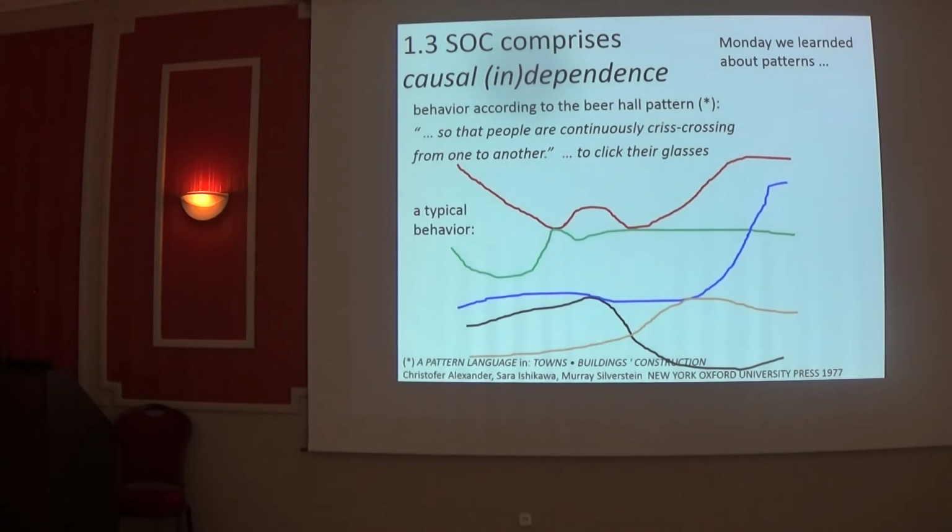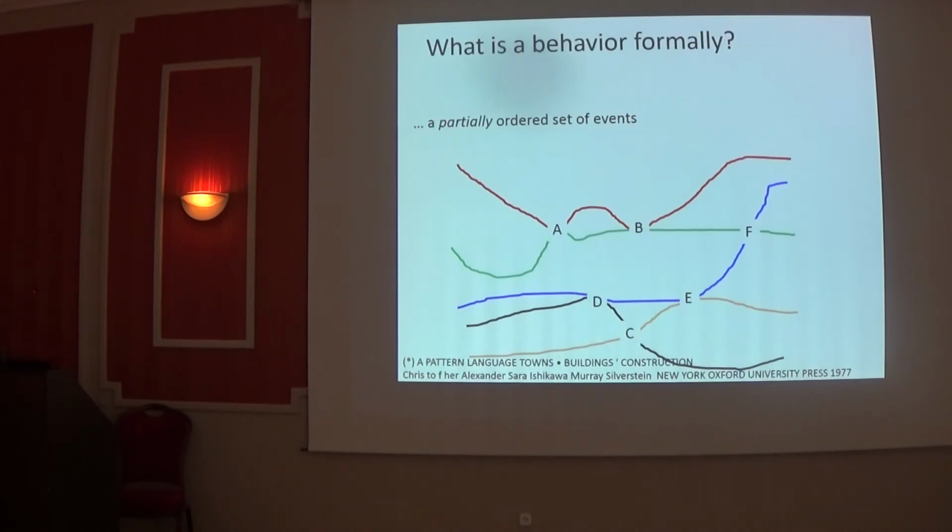And what does he do? He first clicks the glass with the black one and then with the brown one and then with the green one. Okay, so this kind of behavior is going on in a beer hall. So how do we describe this kind of behavior? Well, let's call this clicking A, B, C, D, E, etc. And if you abstract a little bit away from this, what you gain is a partially ordered set of events.